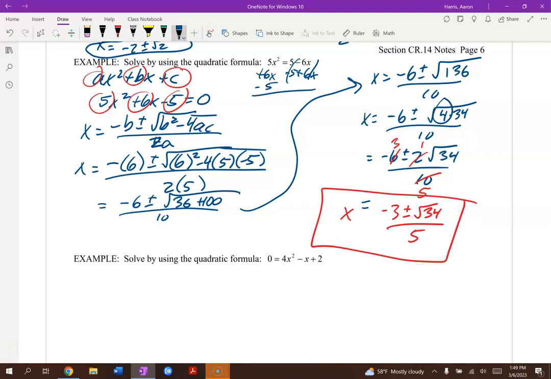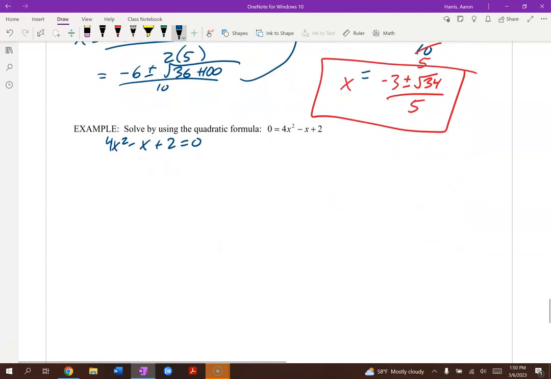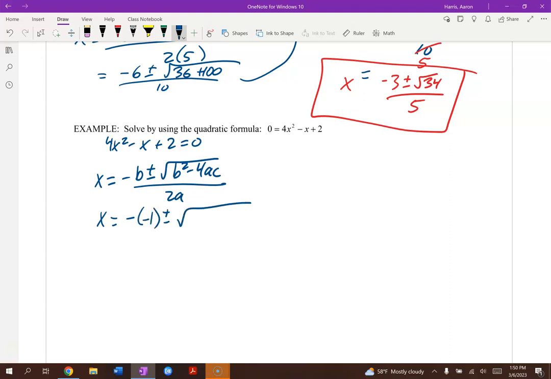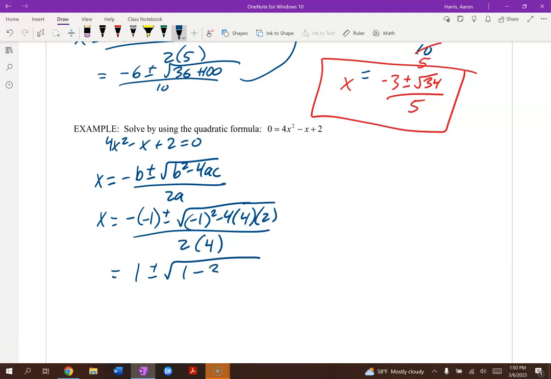Let's keep going. One more here. Notice it is in the form 4x squared minus x plus 2 equals 0. A is 4, b is negative 1, c is 2. So x equals negative b plus or minus square root of b squared minus 4ac all over 2a. Our b is negative 1. Our a is 4. Our c is positive 2. This is all over 2a. Negative 1 squared is 1. So we got 1 minus 32.